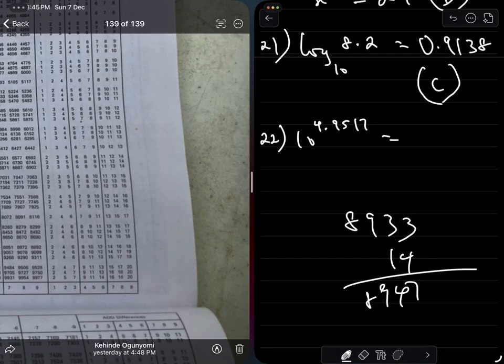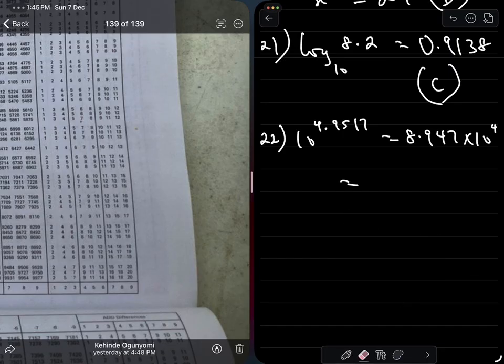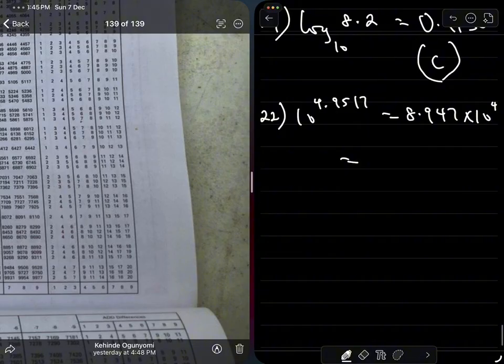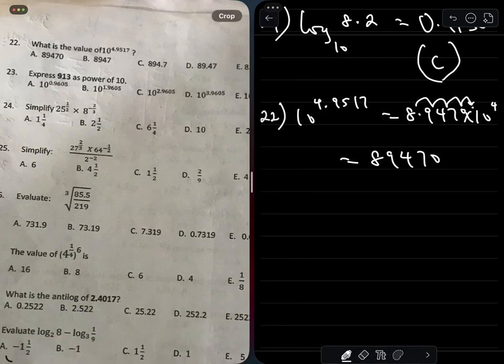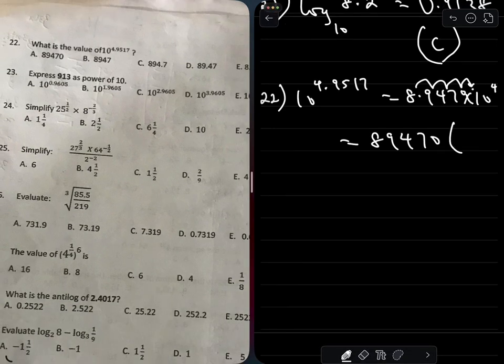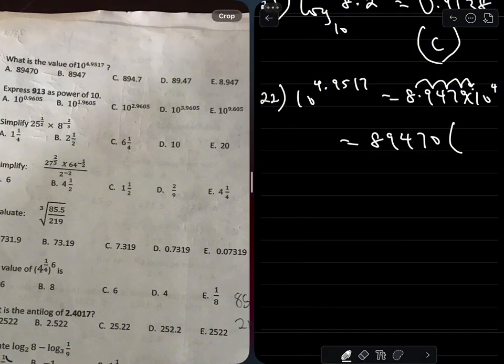That's 4. Anti-log 8.947 times 10 to the power 4. Do you know that? I know it. Beautiful. Times 10 to the power 4 means you move the decimal forward 4 times. Yes. Exactly. So you go 1, 2, 3, 4. The point is here now, so you put a 0 here. That's 8, 9, 4, 7, 0. That's the number. So let's go back there. What's the option that matches that? Number 22. Number A. 8, 9, 4, 7, 0, 4.